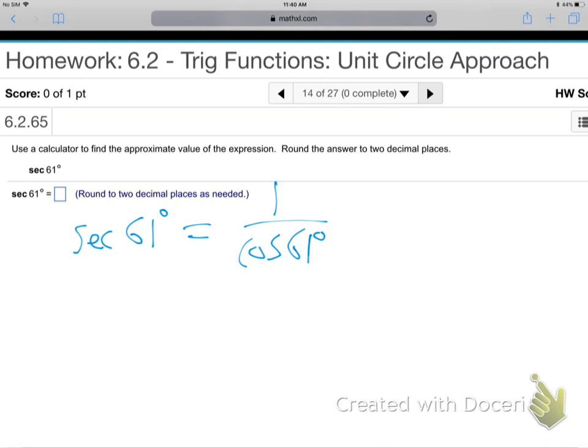So then just type it into your calculator. Just go 1 divided by cosine, because secant is 1 over cosine. 61, you don't even need to close the parentheses. 2.06, how many places do I want? 2 places? Yeah, 2.06. Y'all getting that? Okay on that? Questions? Good catch. All right, we good?